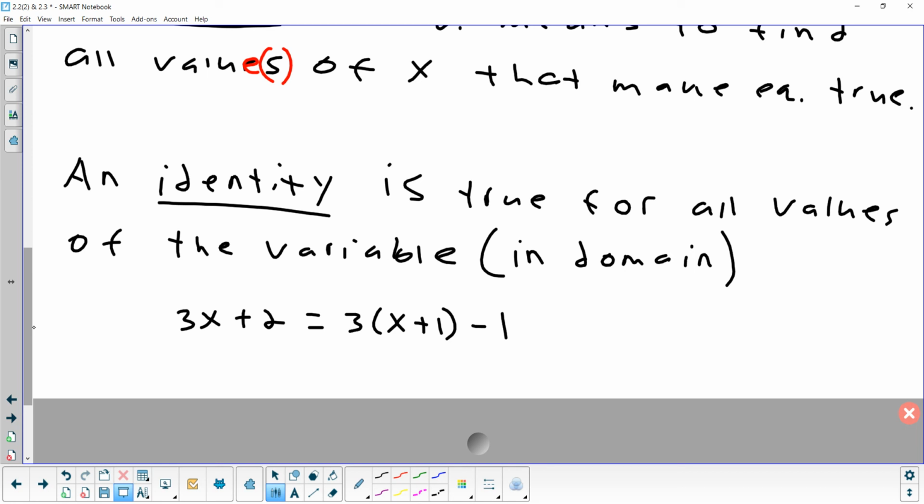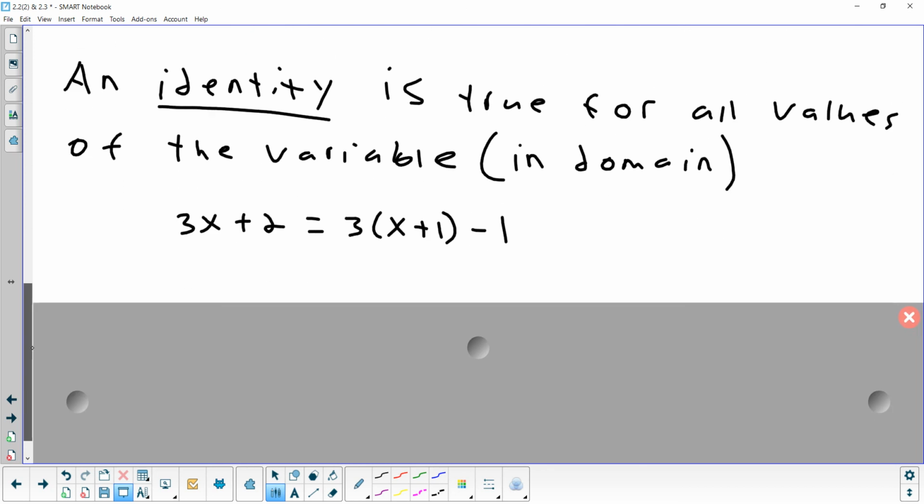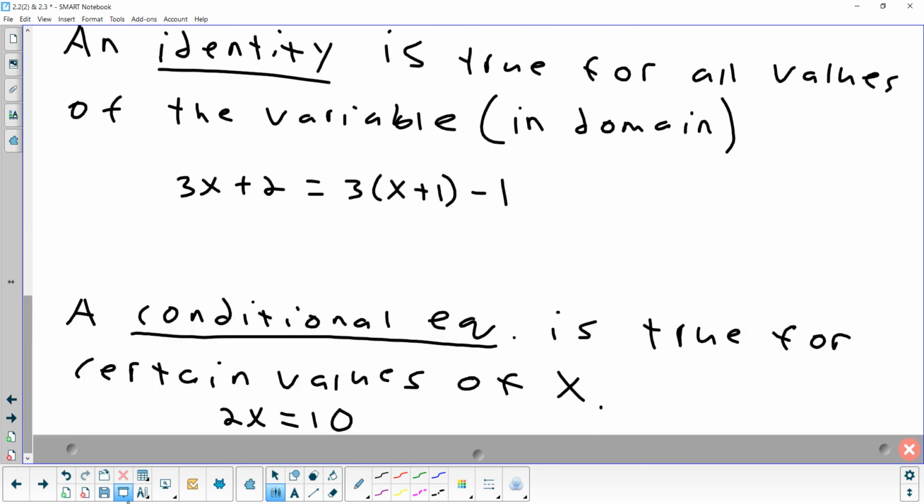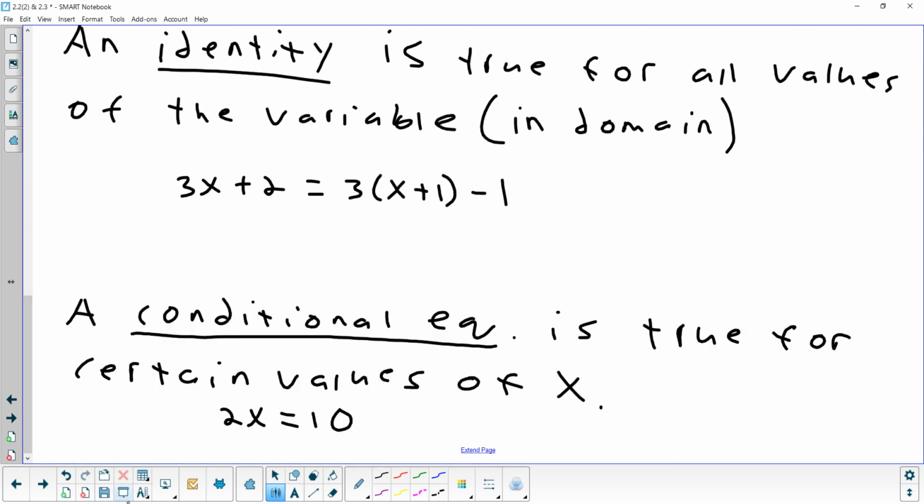If you distribute this out, you get 3x plus 3 minus 1. Well, that's 3x plus 2 on the right, and you have 3x plus 2 on the left. If you've got the same thing on both sides, it doesn't matter what you pick for x, it will always work. That's an identity. Okay, compared to something like that, that's a conditional equation.